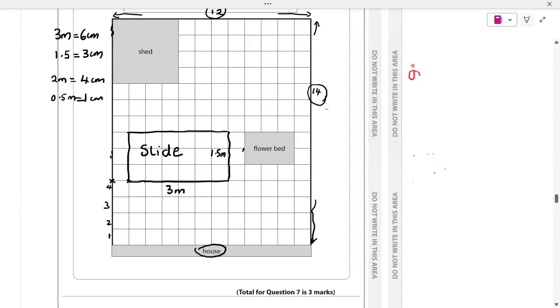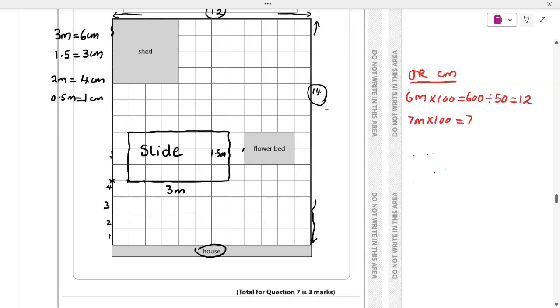Or just in case you like to convert to centimeters. I'm using this extra space, but in the exam you're not allowed to write in this area. So you can do 6 meters, you times it by 100, which will give you 600. Now you divide 600 by 50, and that will give you 12, which is the same thing we got previously. And then it says by 7 meters. 7 meters, do the same thing, times it by 100.